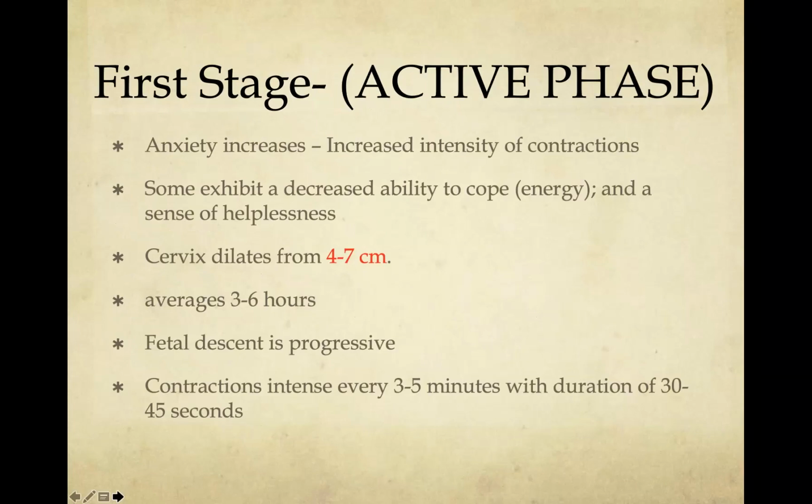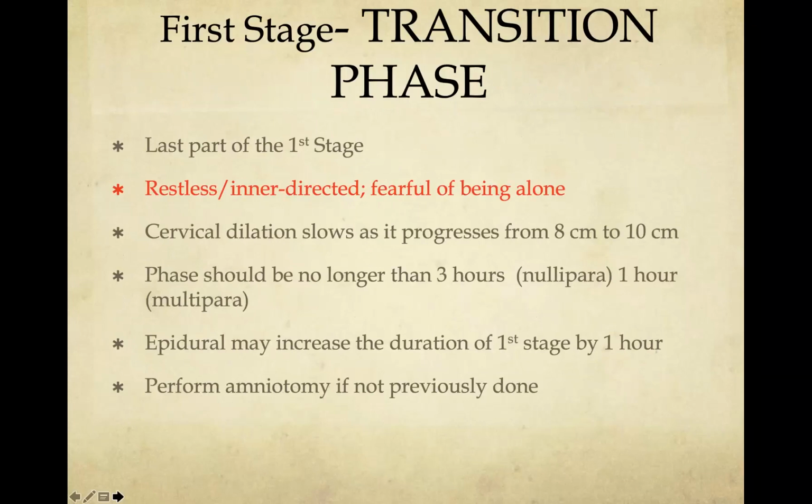In the transition phase, the last part of the first stage, she is very restless, inner directed, and very fearful of being alone. Don't leave them alone. We've heard some horror stories where they don't realize how quickly they are progressing, and then everyone steps away, and next thing you know, the baby's coming out and mom's by herself. Cervical dilation will slow as it progresses from 8 to 10, and the phase should be no longer than 3 hours.